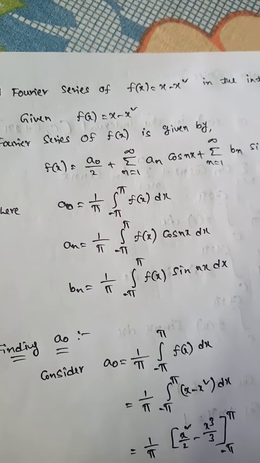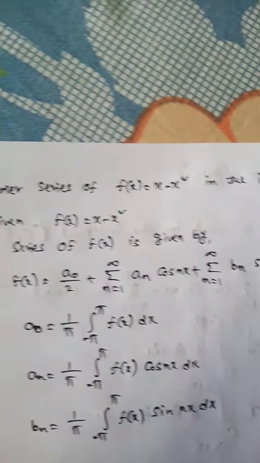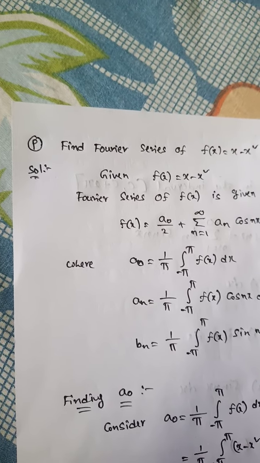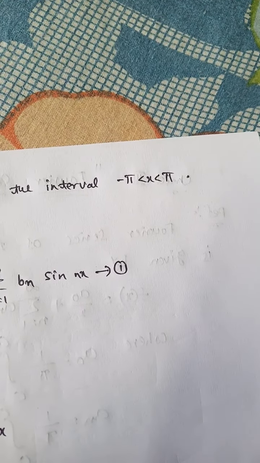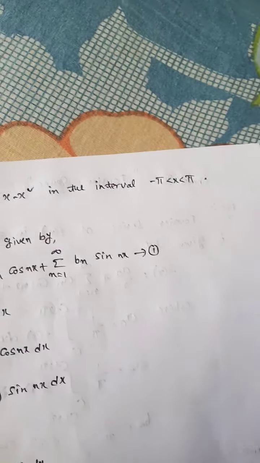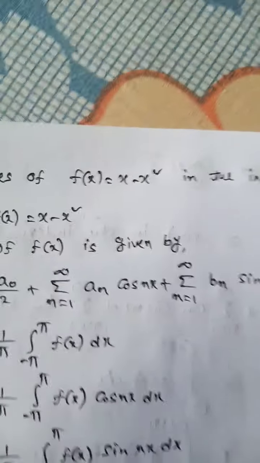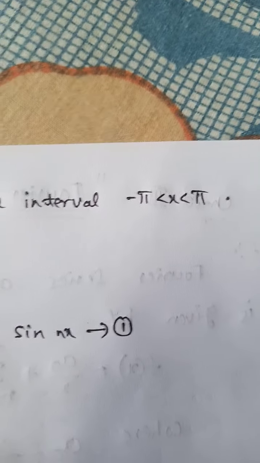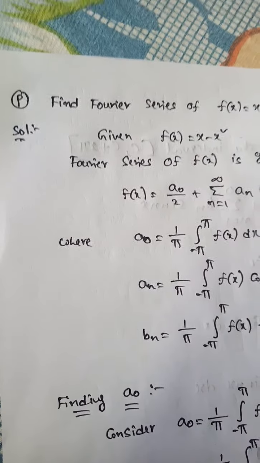One more problem related to finding the Fourier series of a function in the given interval. Here the function is: find the Fourier series of f of x equals x minus x square in the interval minus pi less than x less than pi. In the previous problem I explained the interval 0 to 2 pi. Here I am taking another problem related to the interval minus pi to pi, and the function is f of x equals x minus x square. Here is the solution.